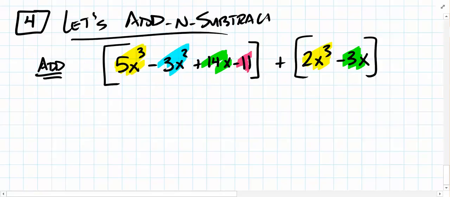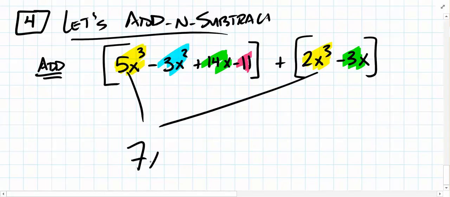So if I have 5x cubes and 2x cubes, how many do I really have? It's that easy, right? So I have a collection of 7x cubes, and I like to cross them off because I like to keep track of them. Now, I only have one blue colored, so that's just negative 3x squared.